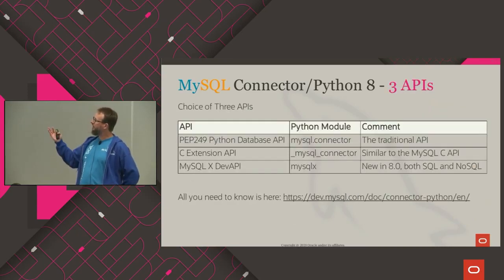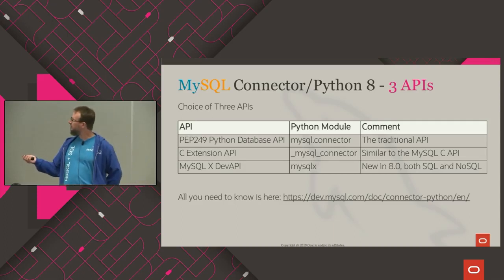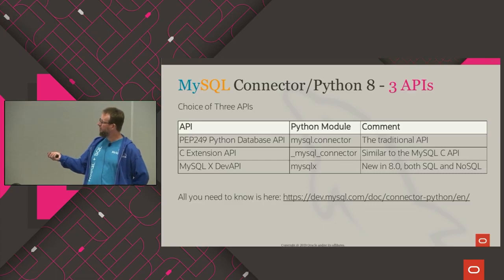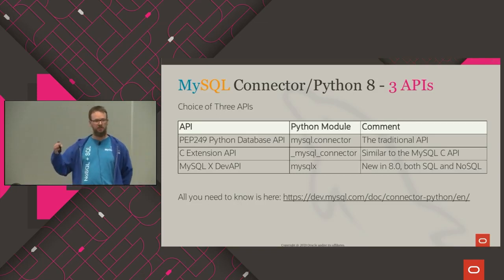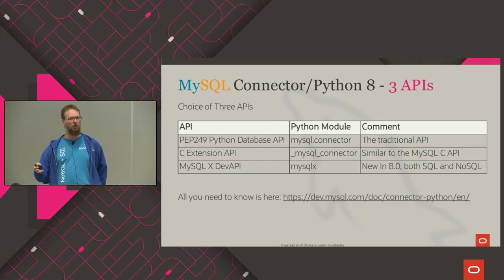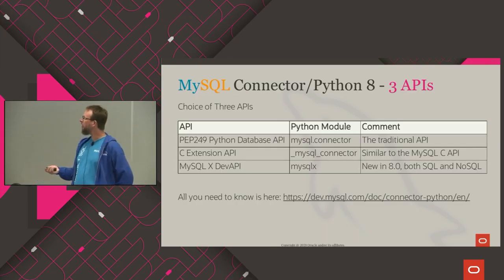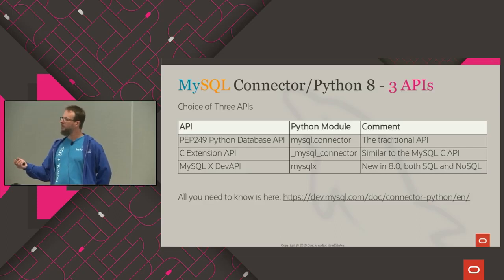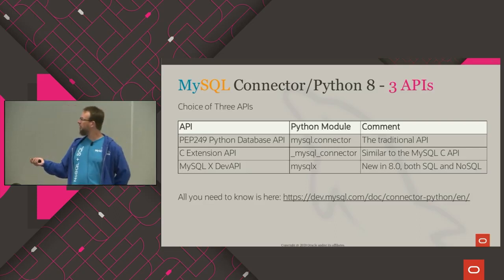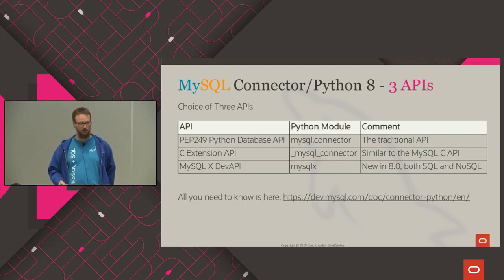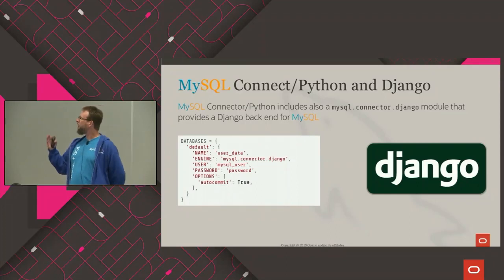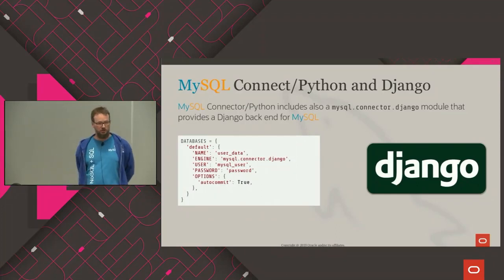So we have three different APIs to choose from. It's the traditional API using the MySQL connector. We can also use the MySQL C API using this Python module, or we can use MySQL X. This is the one we're going to use to do everything we want to do with the document store using the MySQL X DevAPI. So if you are interested in that, we have here all the documentation for this Python connector, right?